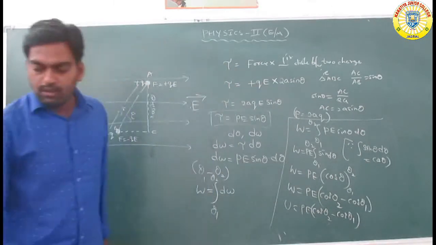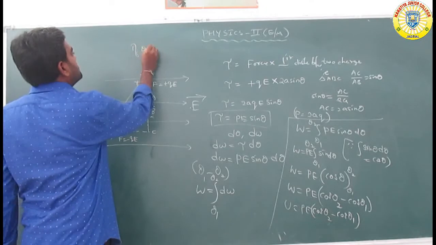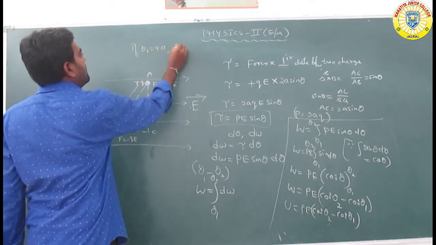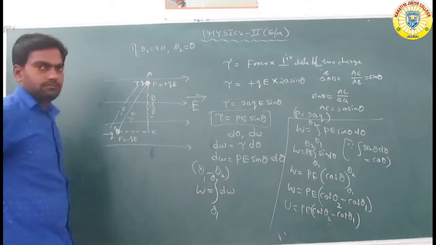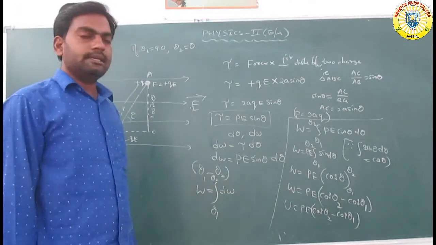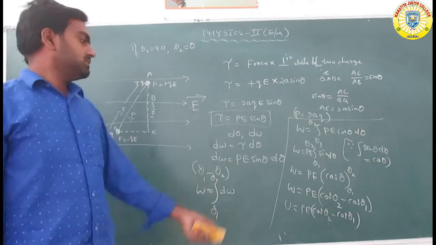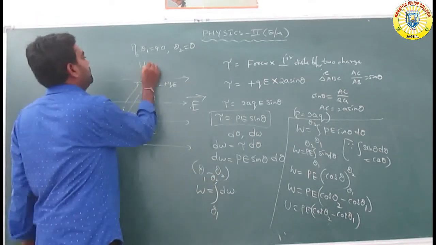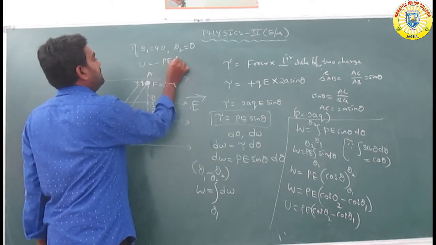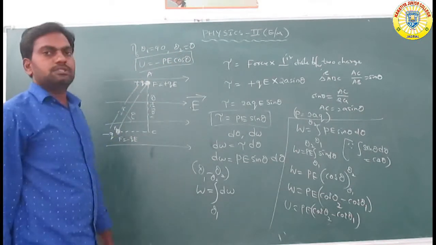Now, in the case where theta 1 is equal to 90 degrees, cos theta 2 is equal to cos 90, and cos 90 is equal to 0. So we get the equation U is equal to minus Pe cos theta. This is called the total potential energy.